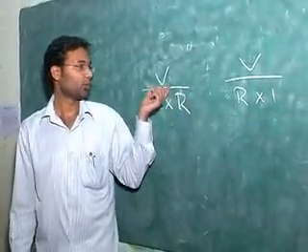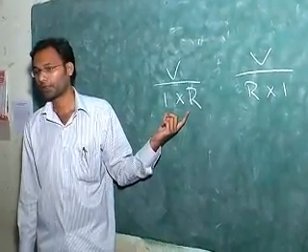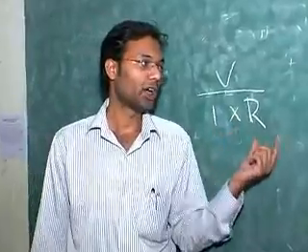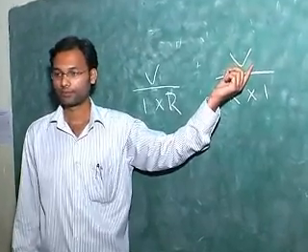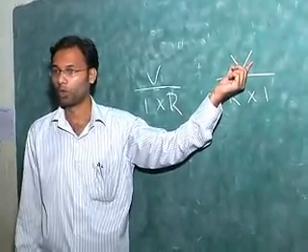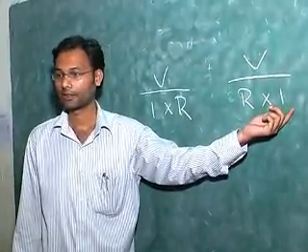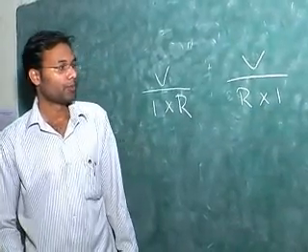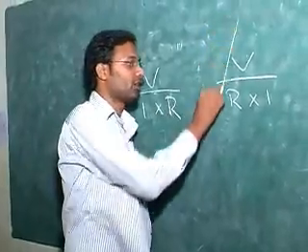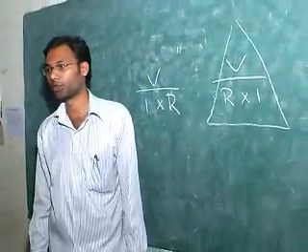Right? Or else V by I into R. Both are same. So V by I into R or else V by R into I. V is voltage. V is nothing but voltage. R is resistor and I is current. Right? So now this is known as Ohm's law formula.